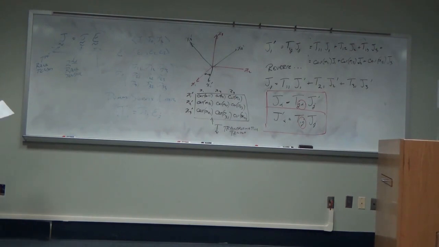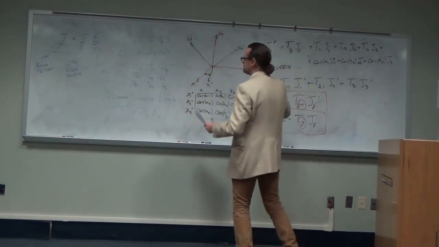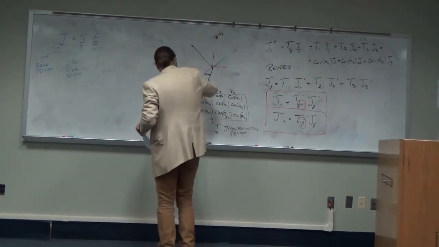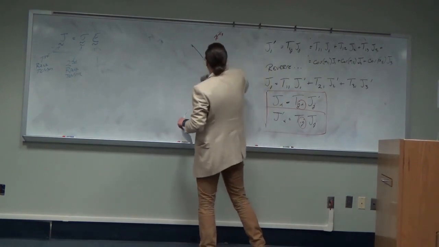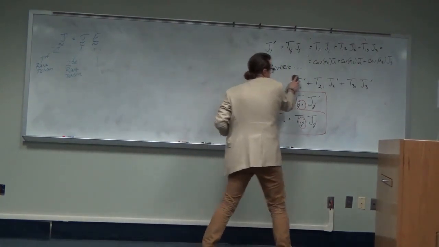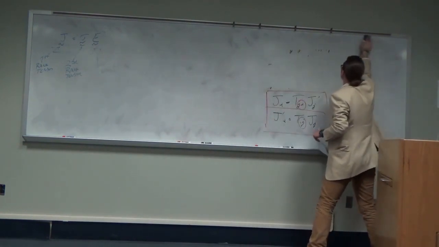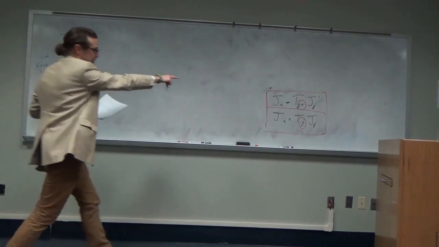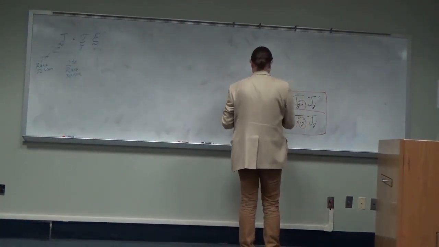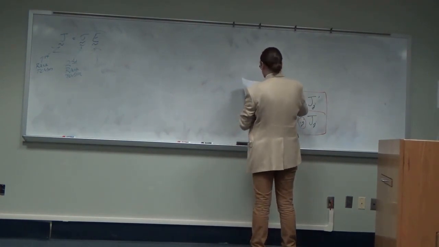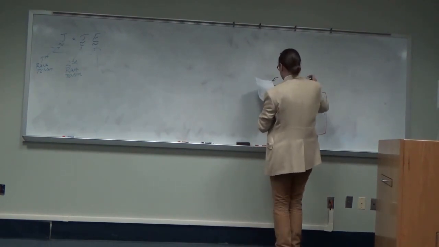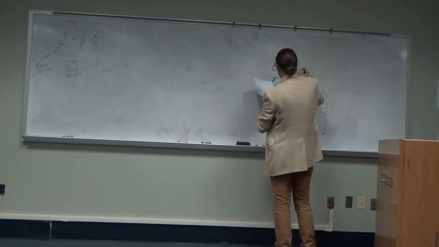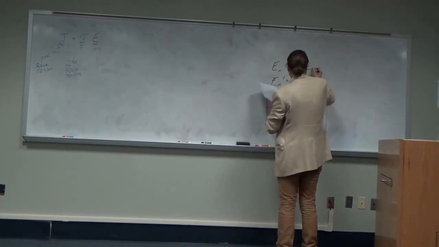Okay? Yeah, okay. So let's look at the implications of this on our second rank tensor. In the case of our second rank tensor, we have these, and we also have Ei prime is equal to Tij Ej, and Ei is equal to Tji Ej prime.